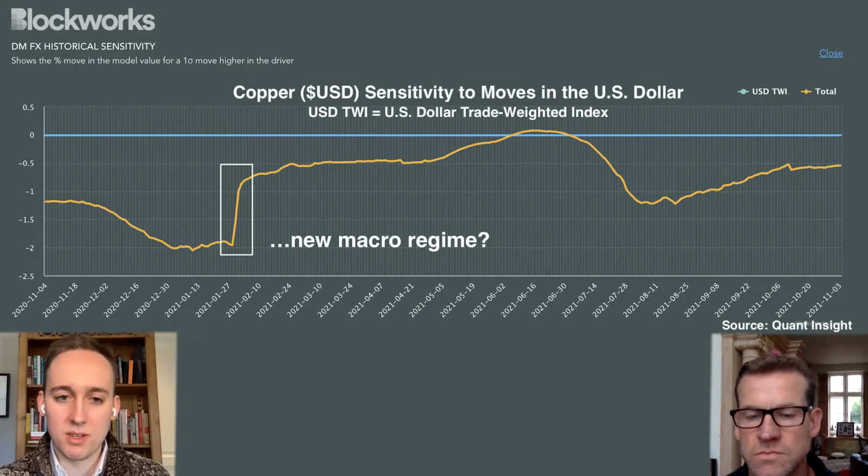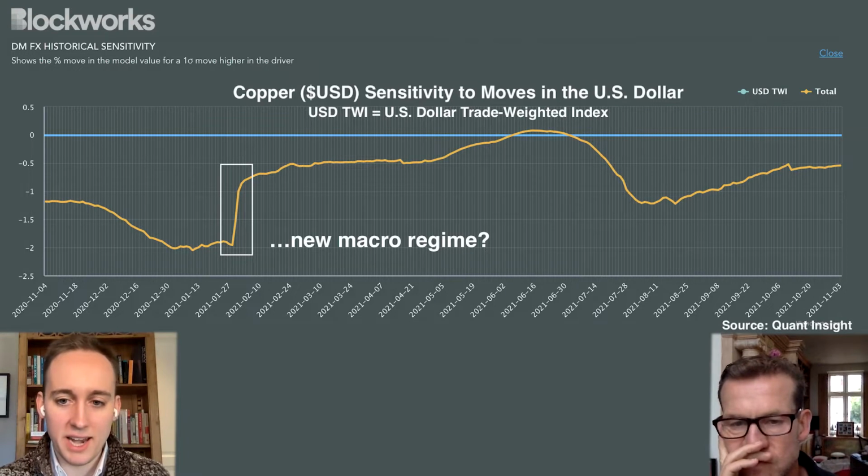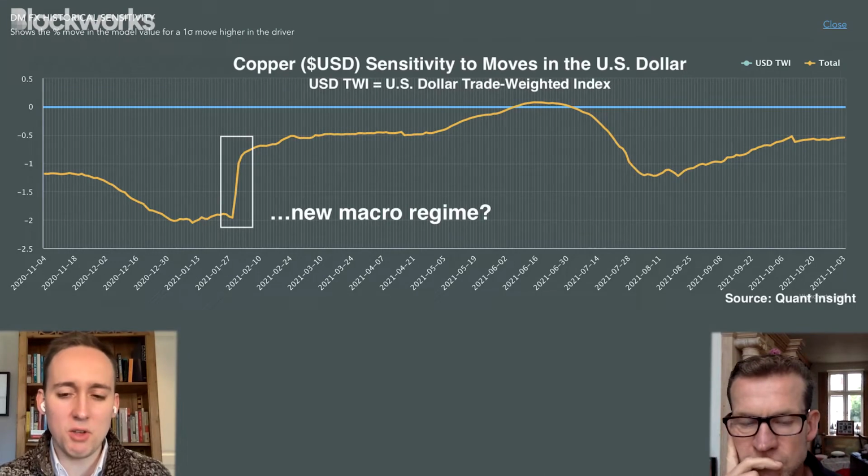And Huw, if you were to scroll up to that pie chart and click on DMFX to get the US dollar trade weighted index, it's a point that you mentioned earlier that the sensitivity of assets to macro variables such as the dollar is not fixed in time, it's not static. So I have the sensitivity of copper to the USD TWI, trade weighted index, over time, and it's gyrated a ton, and it actually turned positive briefly in May and June. How do you explain that?